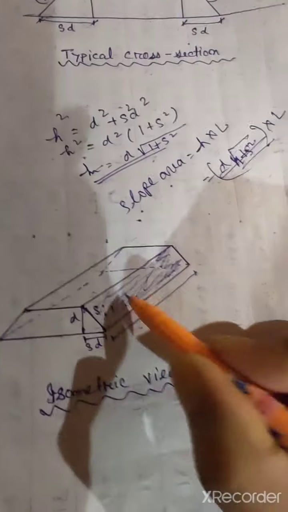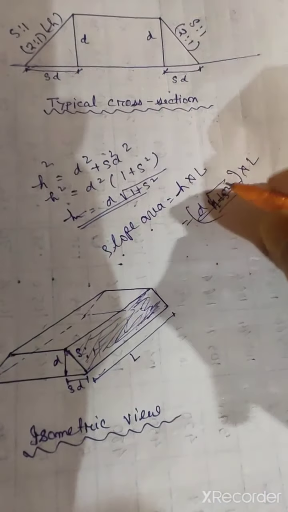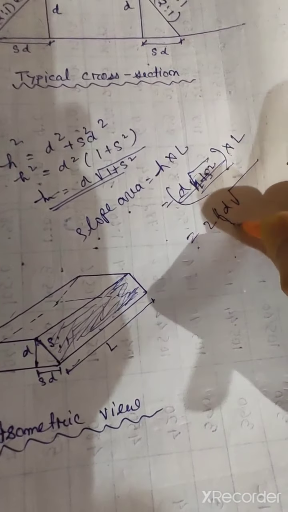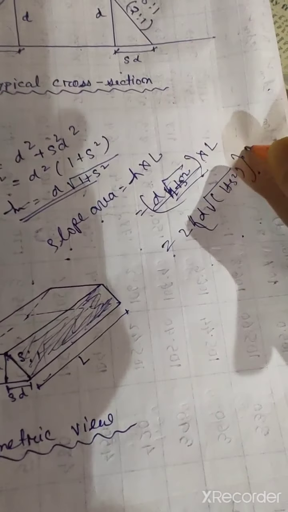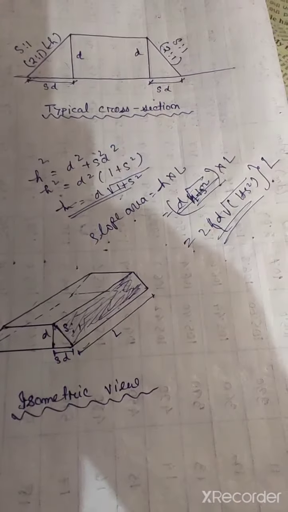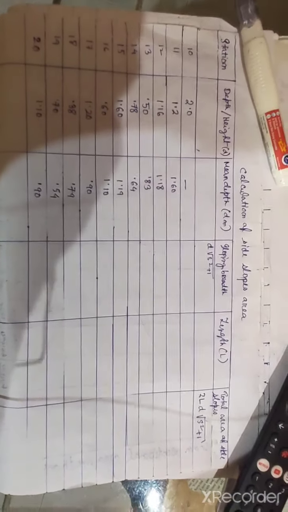Another identical slope is there on the other side also. So what is the total slope area? 2 into d into root over 1 plus s square, whole thing multiplied by L. This is the total slope area. Okay. Now let us make a table. This is the table to calculate the total slope area of the road. You can take a screenshot of this one.